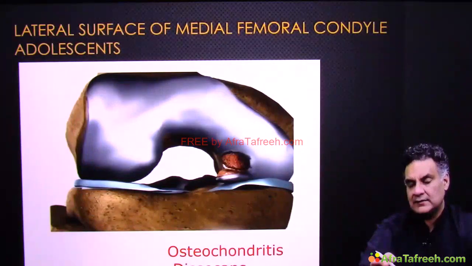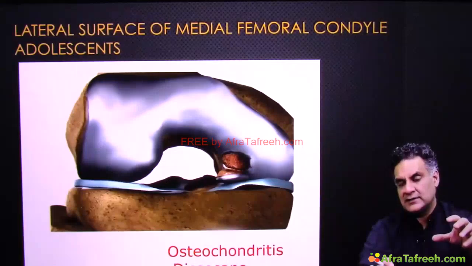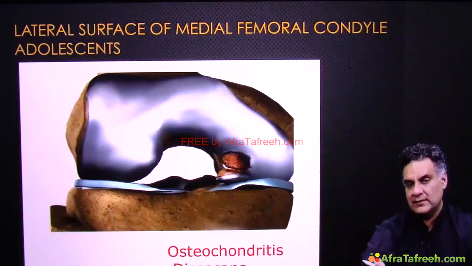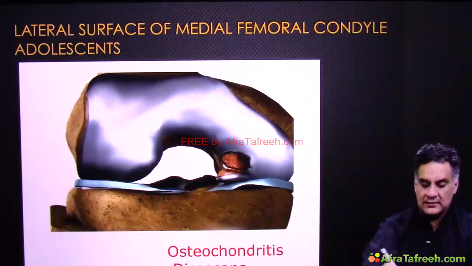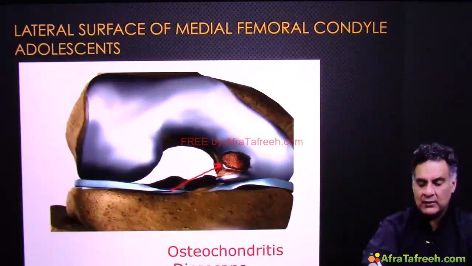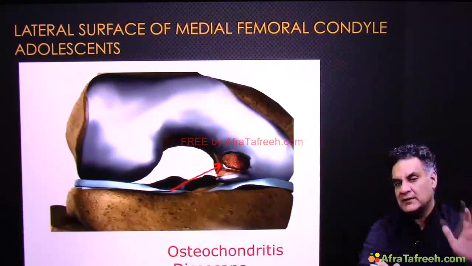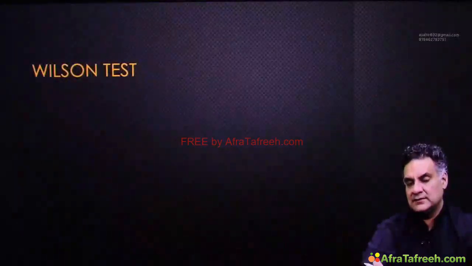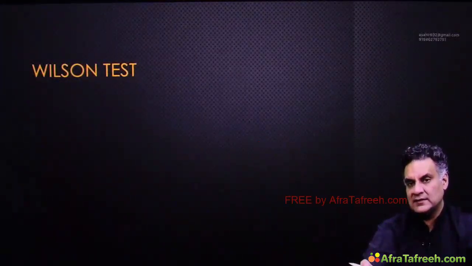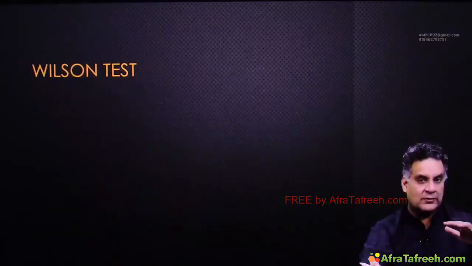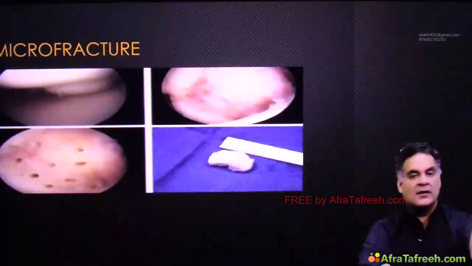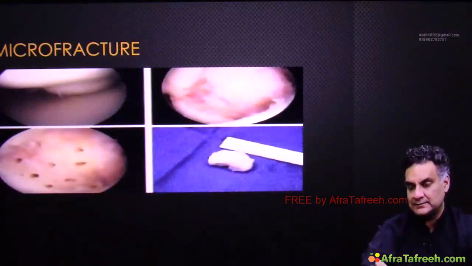When I look at the fragmentation of the cartilage in a joint along with underlying bone, it's called osteochondritis. Osteochondritis dissecans is the collapse of the cartilage along with the bone on the lateral surface of the medial femoral condyle. This is seen in adolescents. In osteochondritis dissecans, there is a Wilson test which is done for it. The underlying bone is exposed. You can make multiple holes in it, which will regenerate a cartilage, called the microfracture technique.